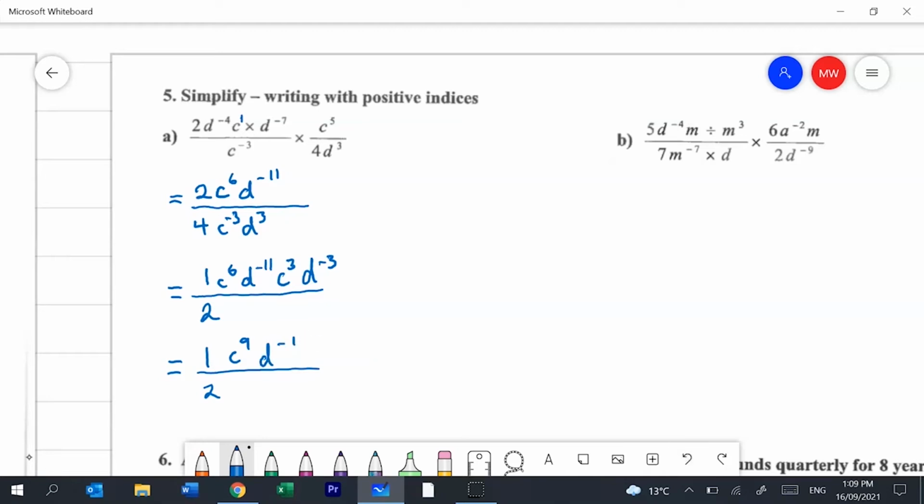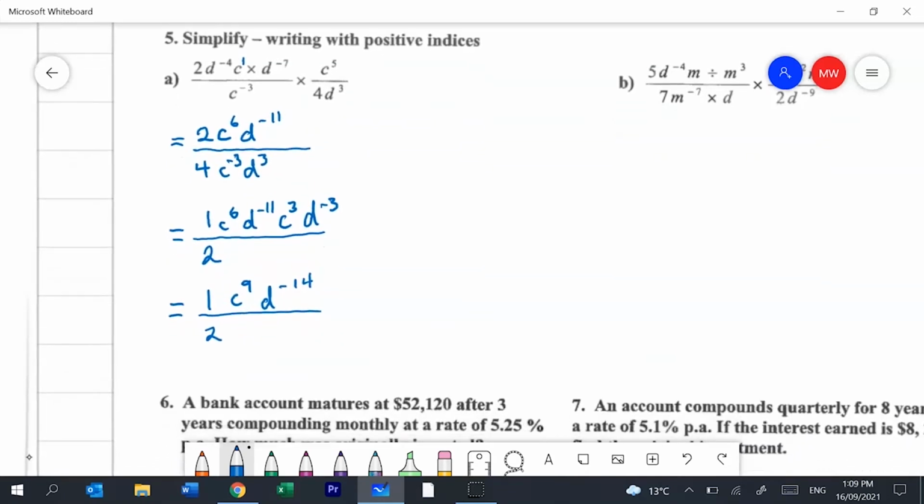It's a very funny looking 4. And then just to tidy this up, because the question says that I have to write it with positive indices, I've got to send that D down. So it becomes C to the 9 over 2D to the 14. There's a little 1 here, but I don't bother writing it. And that's my final answer.